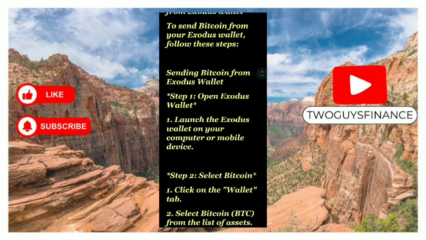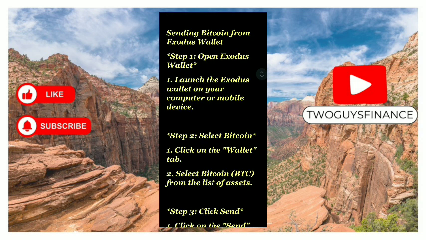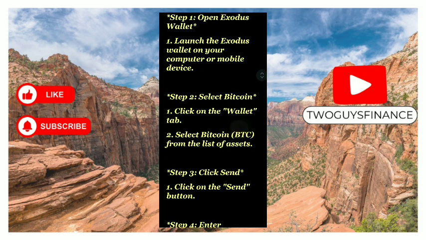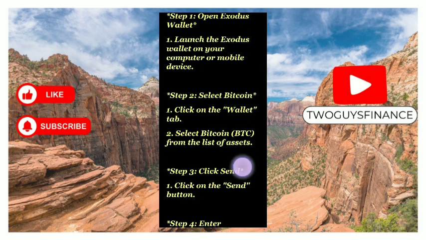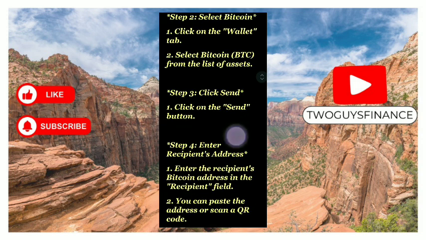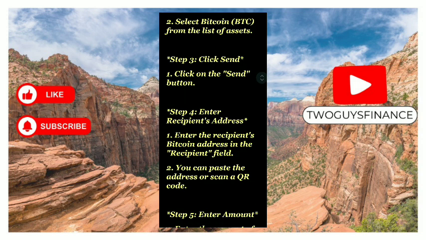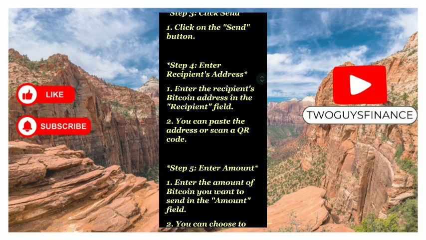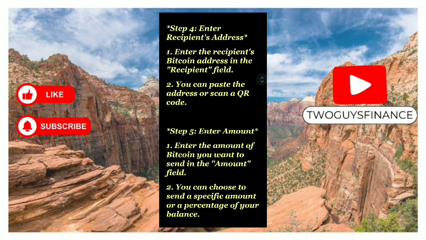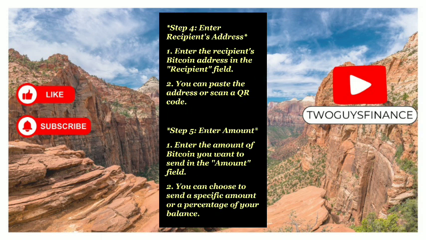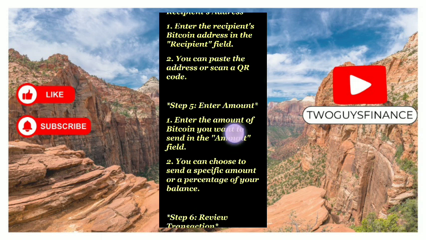To send Bitcoin you have to first of all open Exodus wallet, launch Exodus wallet on your mobile phone or computer. So next step you're going to do is click on wallet tab and then click send, and then you enter recipient's address. You can paste the address or scan a QR code to get that.